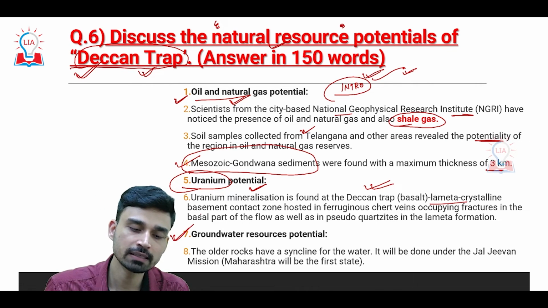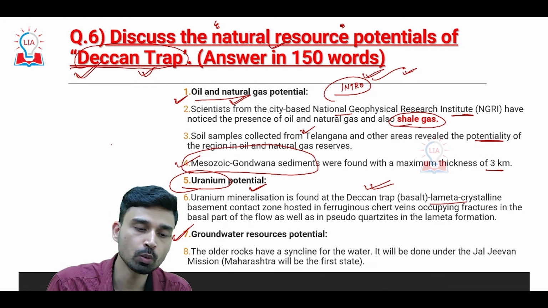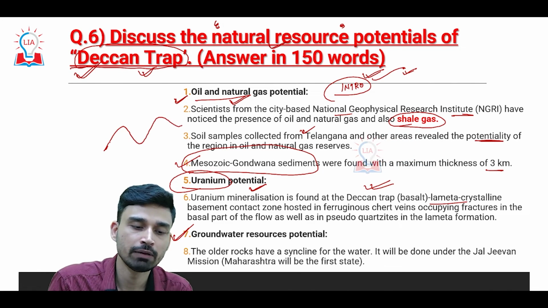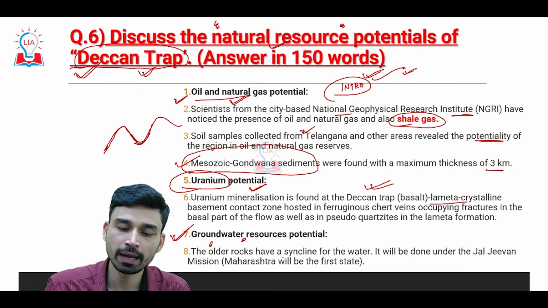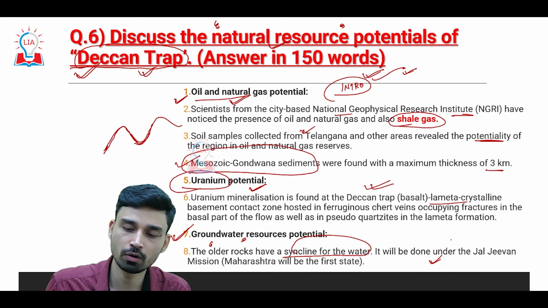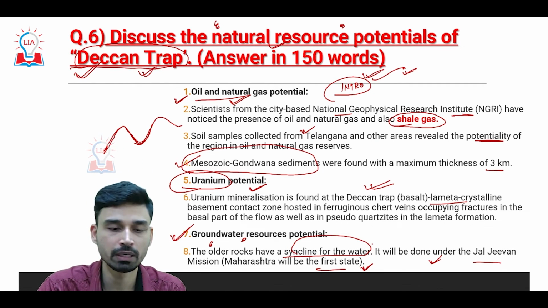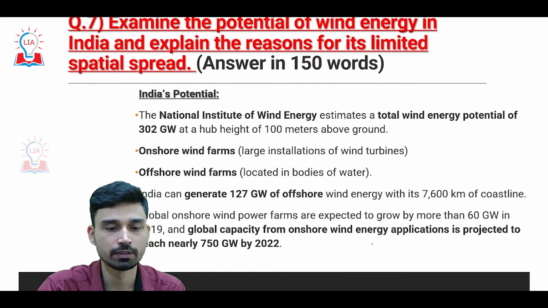Apart from that, we know that there is groundwater resource potential as well. Though the Deccan Plateau is made up of impervious rock, there is an accumulation of groundwater in the syncline areas. If we talk about what a syncline is, the whole structure of the plateau is like this, where the upward lifted part is called an anticline, while the downward compressed or depressed part is called a syncline. So the older rocks of this Deccan Plateau have a syncline for the water, and as per the current announcement by the Ministry of Water Resources, the Jal Jeevan Mission is going to be initiated to extract the groundwater from these areas, and Maharashtra is going to be the first state where such a program will be commissioned. So this will be the main structure of your answer as far as the Deccan resource potential is concerned.